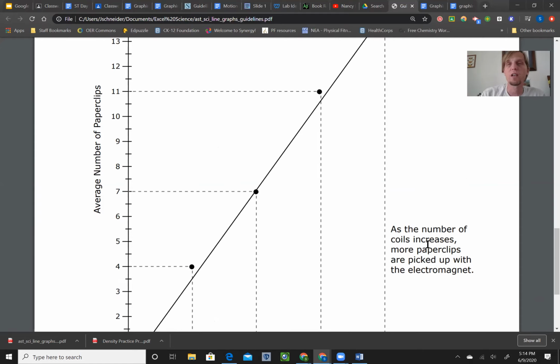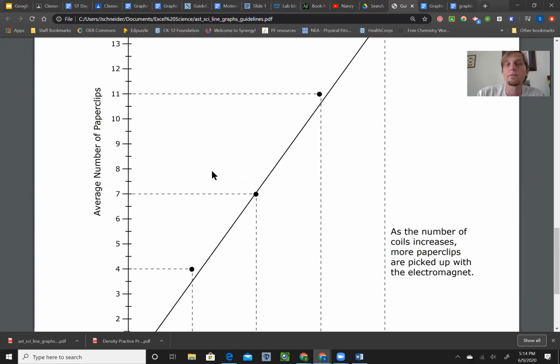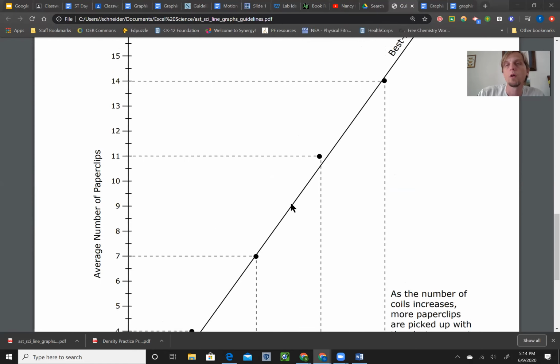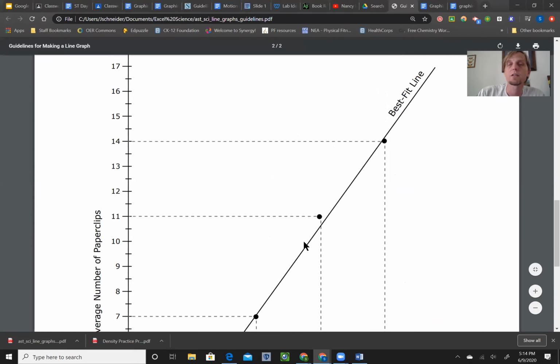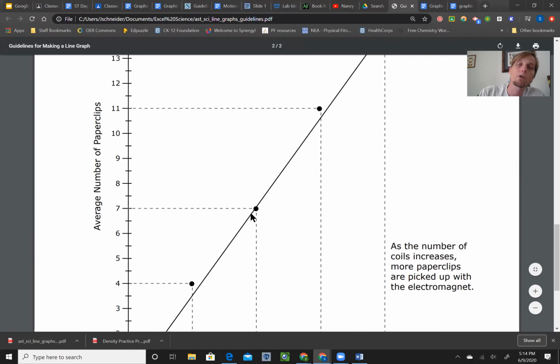Now, the best fit line, you don't have to connect the dots. As a matter of fact, you should never connect the dots in this sense. What you want is a best fit line. And a best fit line simply goes from that point of origin and it runs through that last dot. And you see how far off. So this dot right here is not too far from the line, and that's fine. This one's right on the line.